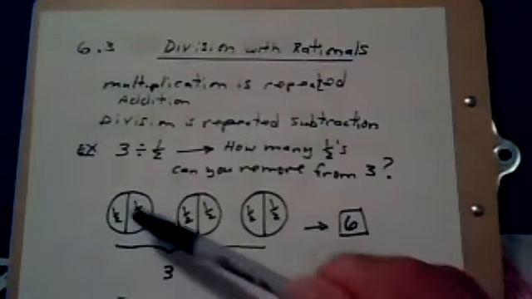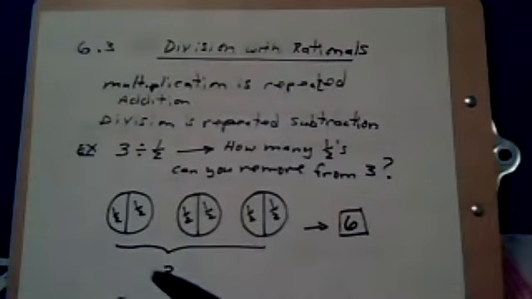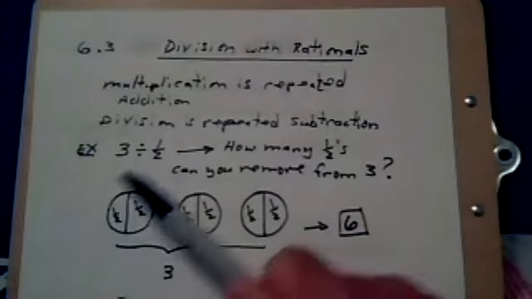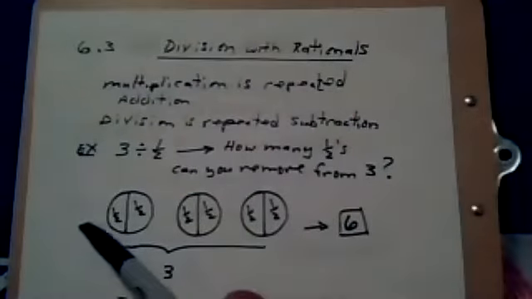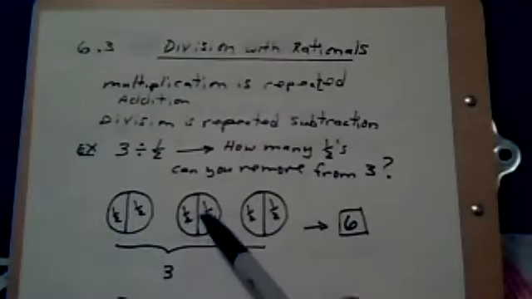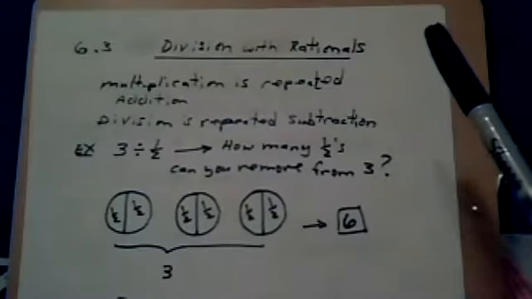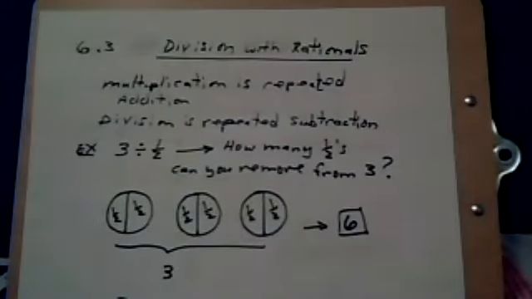So here are 3, and I'm going to subtract halves. How many halves can I subtract? 1, 2, 3, 4, 5, 6. There's 6 halves. So 3 divided by 1/2 is 6.